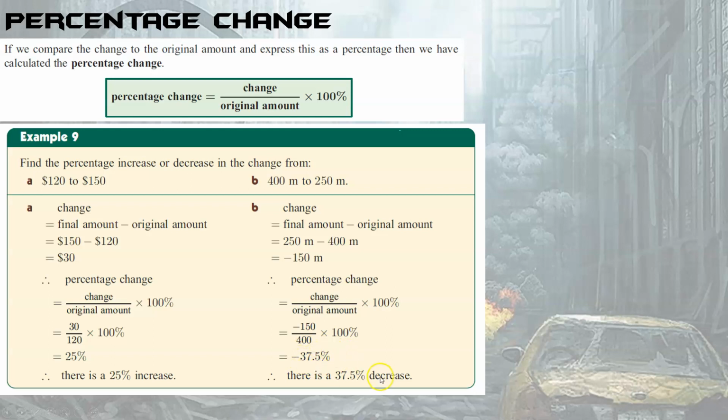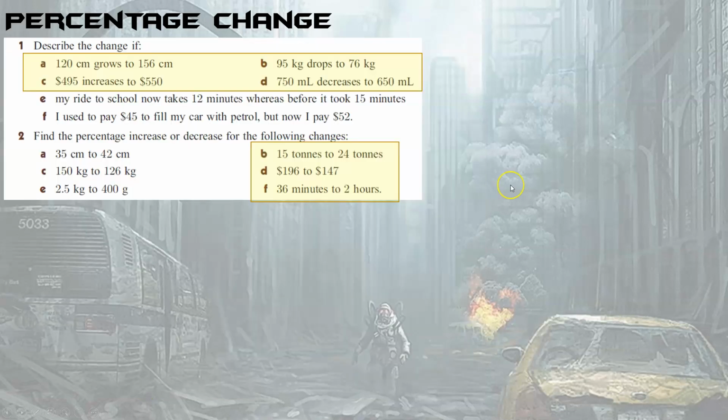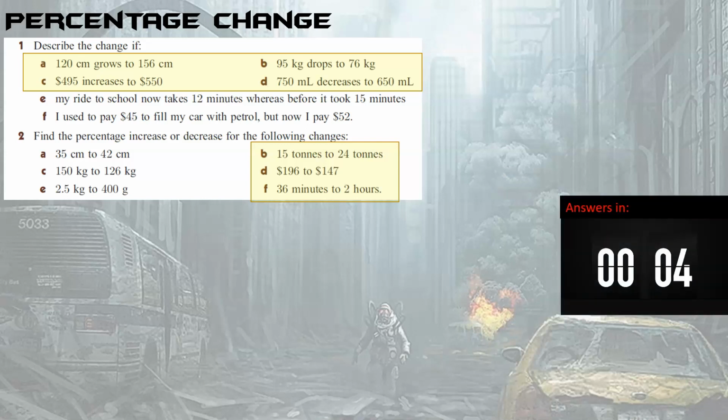So the negative implies a decrease. Positive values means it's increased. Negative percentage means it's decreased. Use the process we just talked about and have a go at these questions here. Answers will be up in 5 seconds.